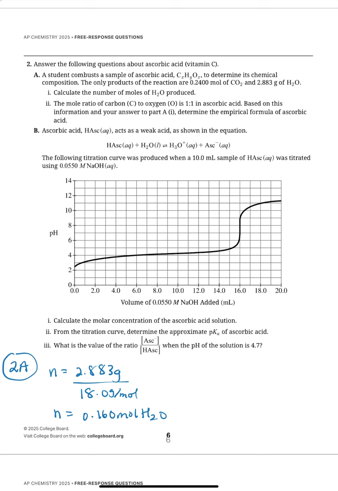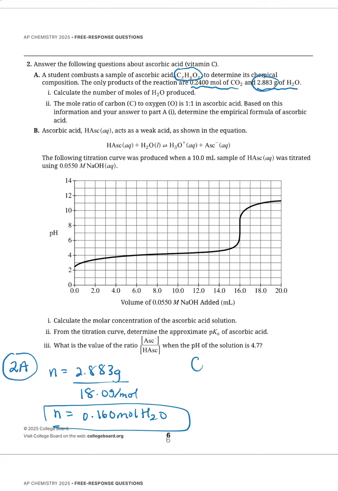Let's calculate the empirical formula of ascorbic acid, which is this carbon, hydrogen, oxygen compound. To do this, I'm given the moles of the products, carbon dioxide and water. This is going to help me solve the question. I already changed the grams of water into moles of water down here. So how is this helpful?